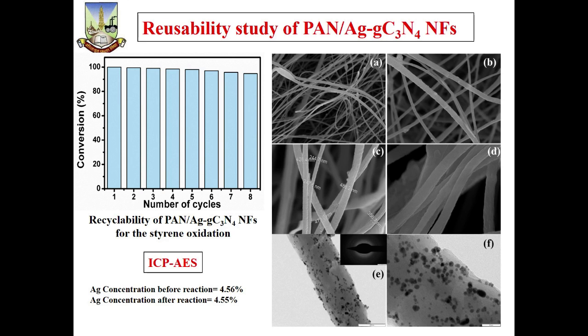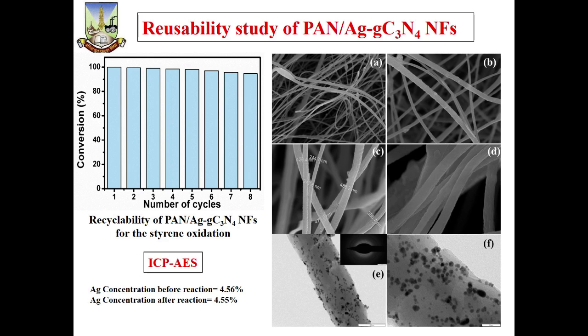This is the reusability study of pan AgCl3N4. We have done the study up to the 8th cycle. We found that from the first cycle to the 8th cycle, there is a marginal decrease in the percent yield of the final product, but there is no loss of catalytic activity of that heterogeneous catalyst. The catalyst activity remains the same, and the structure of the catalyst remains the same. Only a few milligrams of the silver grafted carbon nitride nanoparticles leach out from the surface, but the maximum amount of nanoparticles adhere to the surface very effectively.